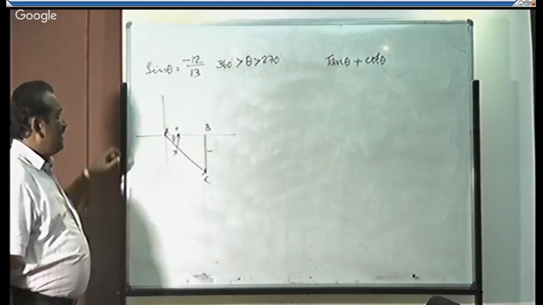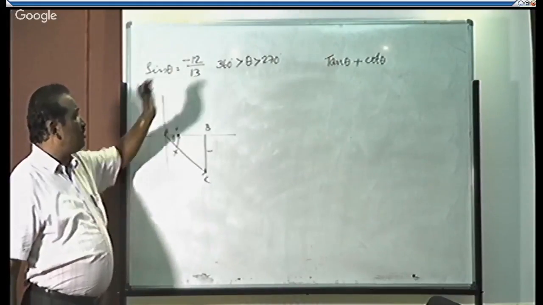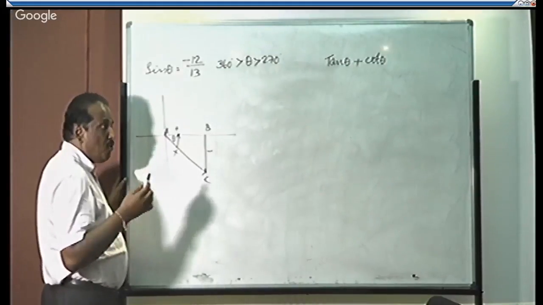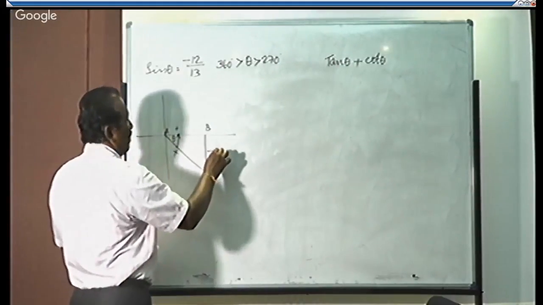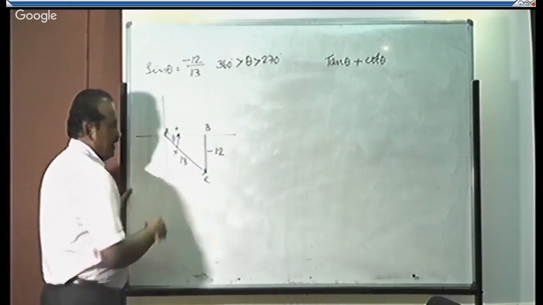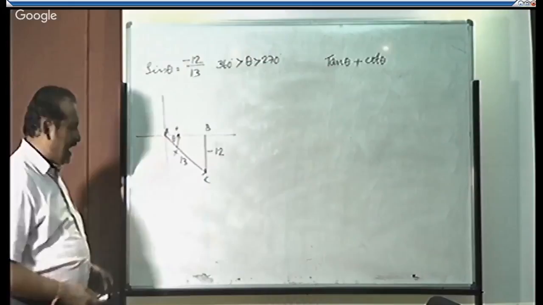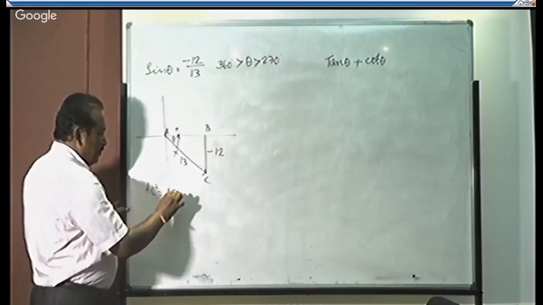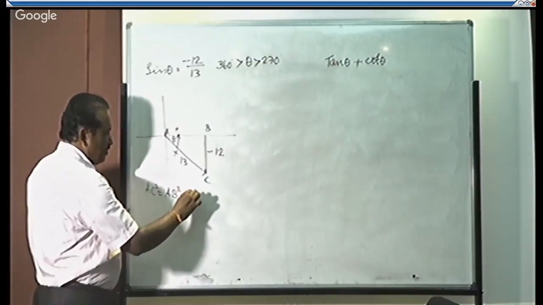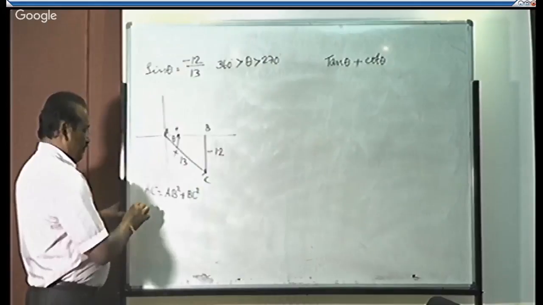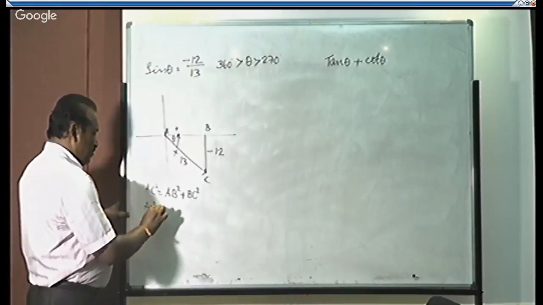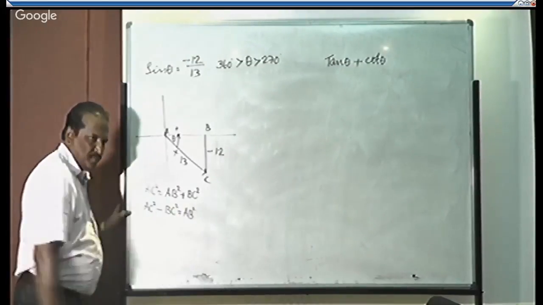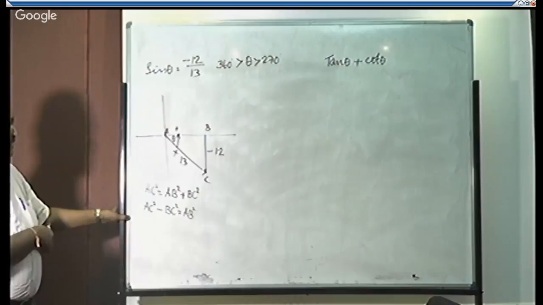Right? What is given? Sin theta is equal to minus 12 by 13. So sin theta can be defined as opposite to hypotenuse. Opposite is 12. Hypotenuse is 13. So the unknown side is adjacent. Again apply the Pythagoras theorem. AC square is equal to AB square plus BC square. We want the value of AB. Therefore, you can write AC square minus BC square is equal to AB square.